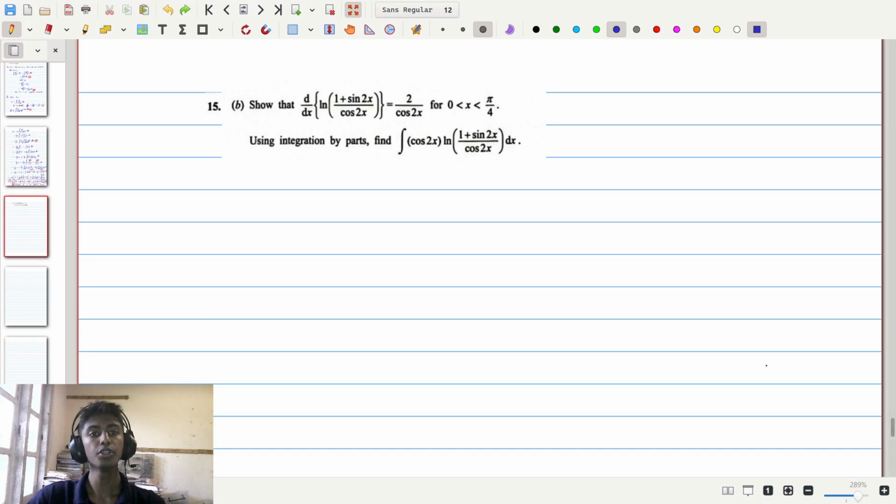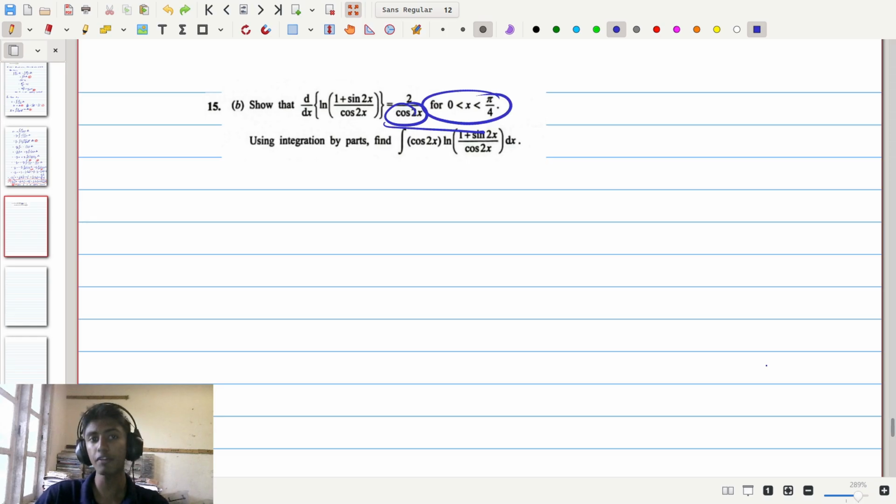Part B says, show that the derivative of the natural logarithm of (1 plus sine 2x) divided by cosine of 2x with respect to x is equal to 2 over cosine of 2x for x in the range 0 to pi by 4. Now this range is actually important. If you consider cosine of 2x, cosine of pi by 2 is equal to 0 and we're dividing by cosine of 2x. So if x was equal to pi by 4, then cosine of 2x would be the cosine of 2 times pi by 4, cosine of pi by 2, which would be 0. So to avoid that, this range is important.